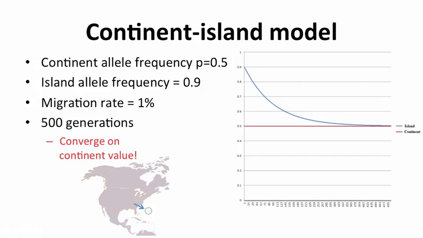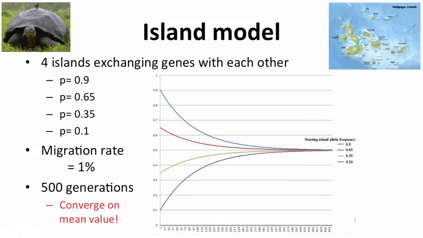Let me show you a slightly different example. Here's the island model. Let's imagine we have 4 islands exchanging genes with each other. Same sort of figures. This is going 500 generations on the x-axis, and the y-axis indicates allele frequencies. Now let's say the islands have 4 different allele frequencies, 0.9, 0.65, 0.35, and 0.1. You can imagine maybe these are some of the Galapagos Islands exchanging alleles with each other. And again, with even still a fairly low migration rate, we see they all converge on the same allele frequency.